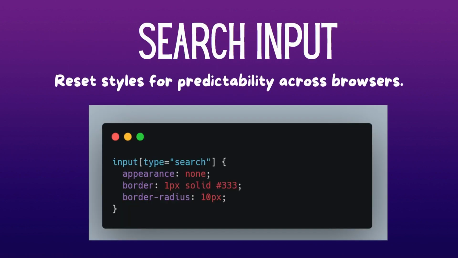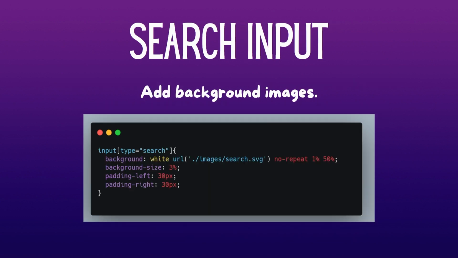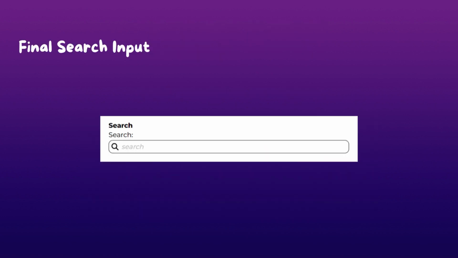Search inputs, these really aren't that difficult to style, but they're in the mid-level because you may or may not know that this input is going to behave very differently across different browsers. So if you want it to be uniform, make sure you give it an appearance none, a border radius, or whatever styles you want. And if you want, you can even add a background image to give it a little magnifying glass for indicating search. And this is what ours looks like after we add the style.